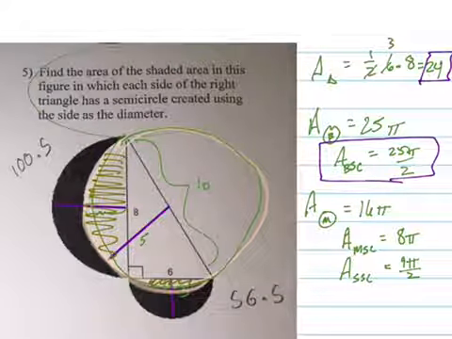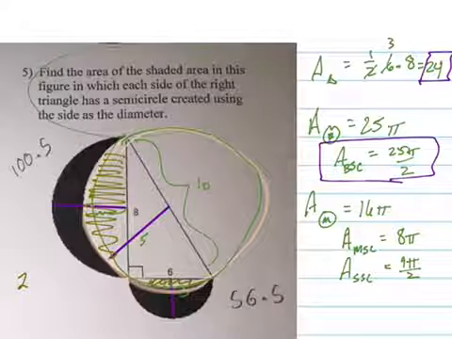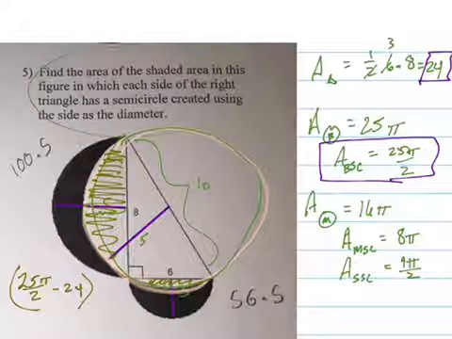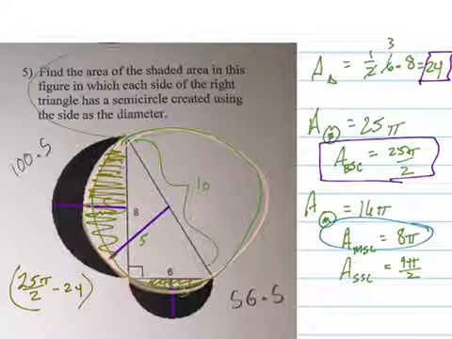That plus that is equal to the semicircle, 25 pi over 2 minus 24. That gives me all of that shaded region. And that piece is what I want to subtract away from the sum of the two semicircles. So I've got these two semicircles right here.